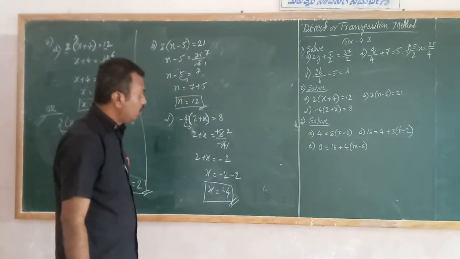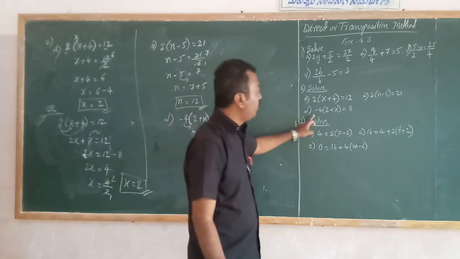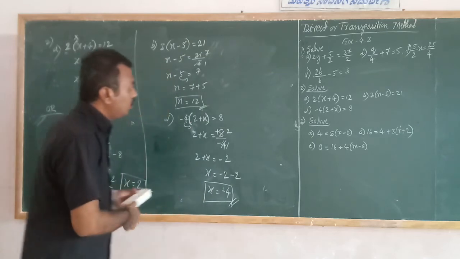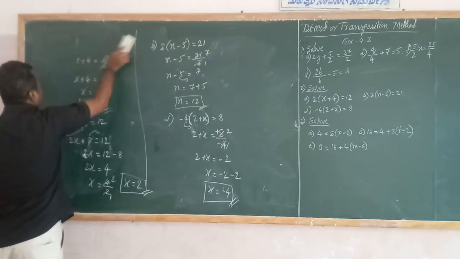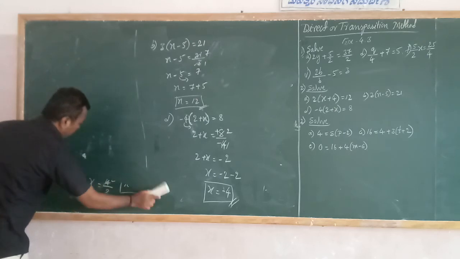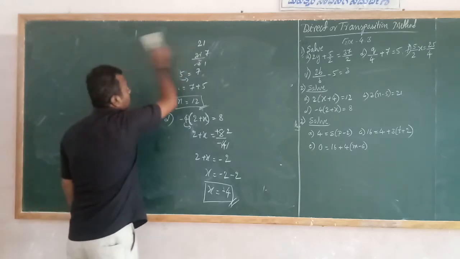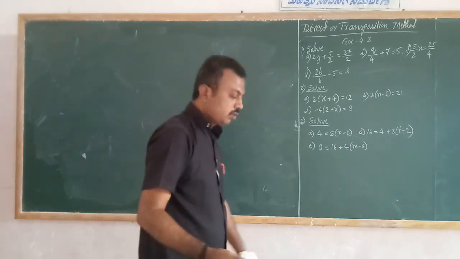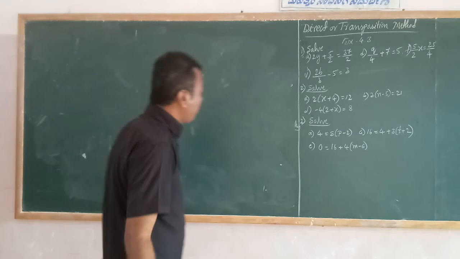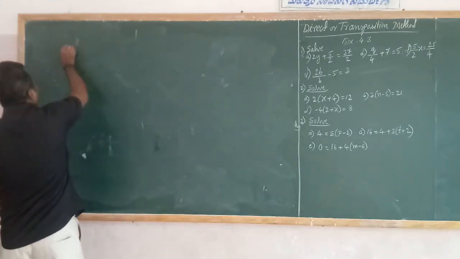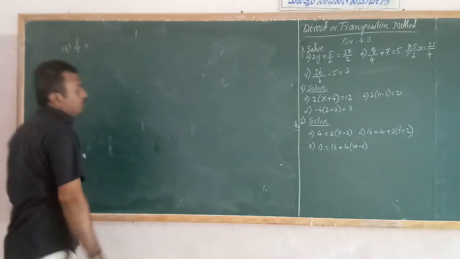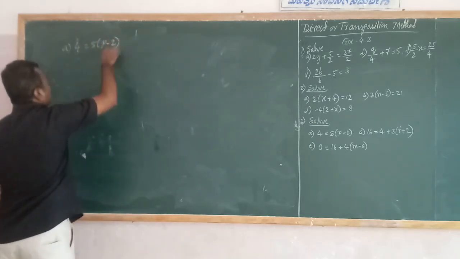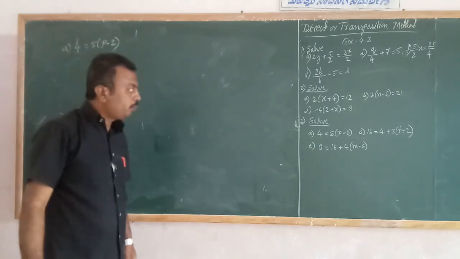So like this, we have to solve the linear equations in one variable. Remaining questions are there in the second main. We have to solve them in their row. Okay. Next, I will show the third main. What is the third question? Third main questions. I will show the first one. 4 is equal to 5 into (p minus 2). 5 into (p minus 2). 4 is equal to 5 into (p minus 2).